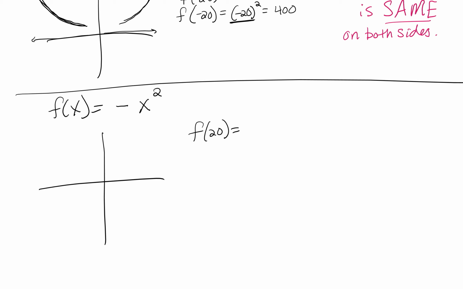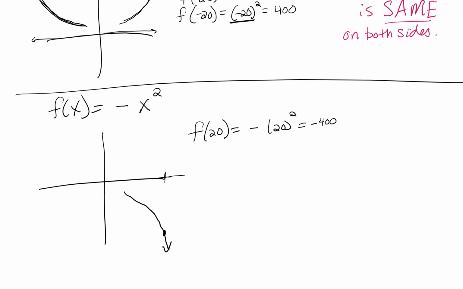So we have to be careful when we plug this in because this is negative 20 squared. The negative does not go on the inside here. So I end up with negative 400. So even though I'm way out here at 20, I'm going to be down here in the negative direction. This is going to tell me that my graph is going down here.